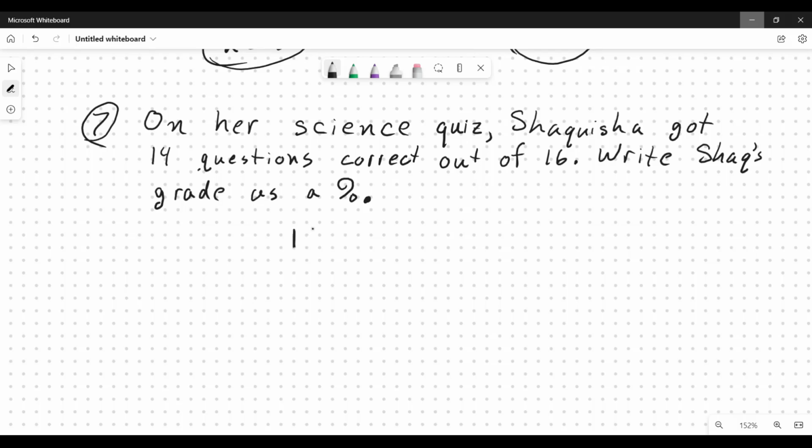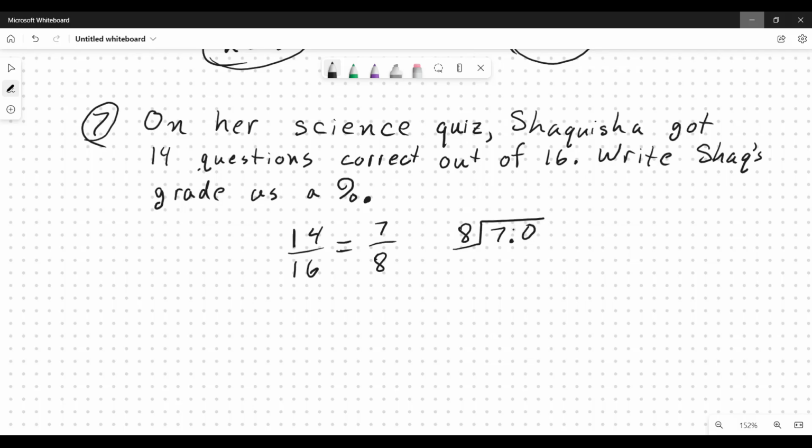14 over 16. And then we need to convert that to a percent. What are you going to divide by? So 14 divided by 2 is 7. 16 divided by 2 is 8. Then do we want to put 100 over it or under it? We're going to convert it to a decimal first. Okay. So 8 into 7.